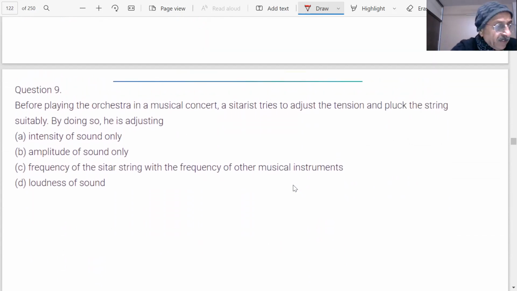Another question is coming on the screen. Before playing in an orchestra at a musical concert, a sitarist tries to adjust the tension and pluck the string suitably. By doing so, he is adjusting what? You have seen a sitar, a musical instrument. What do they do? They adjust the tension and pluck the string suitably. What is he adjusting by this method?